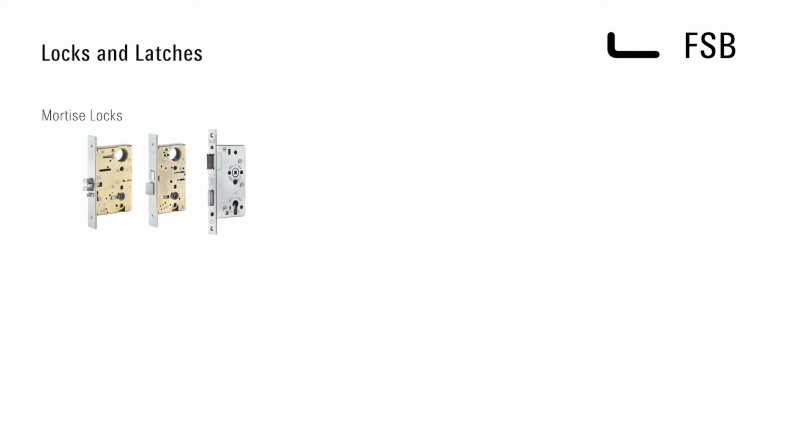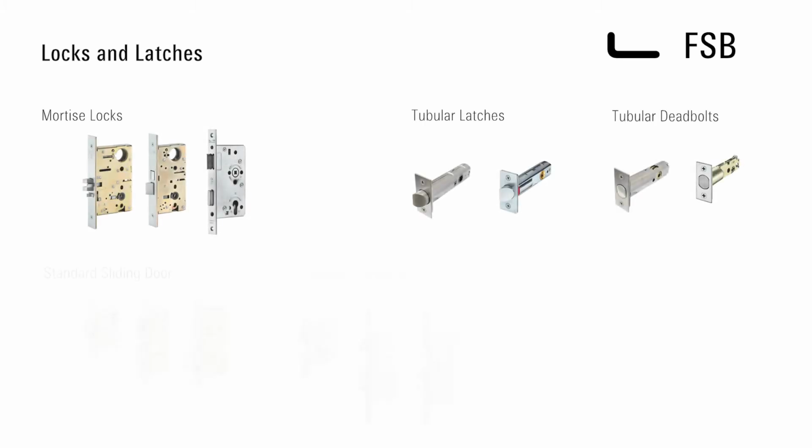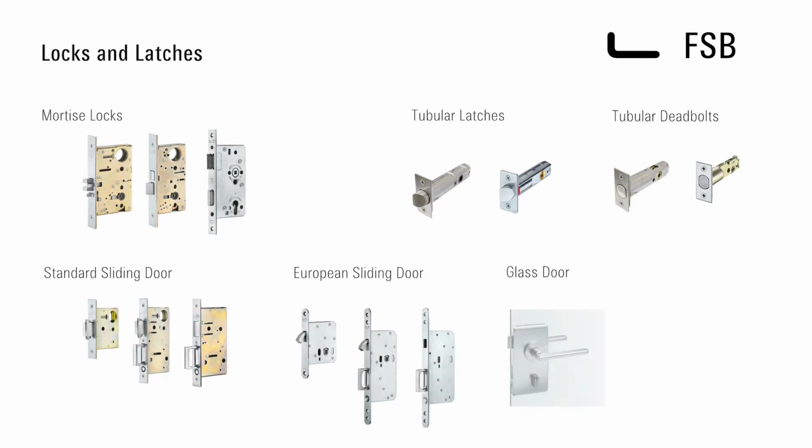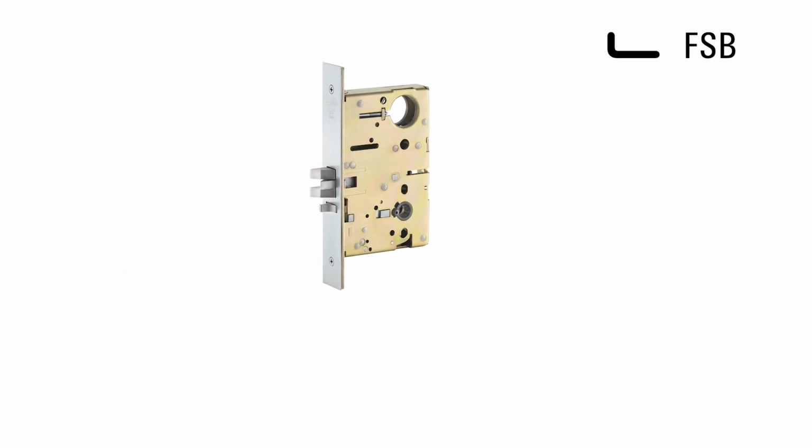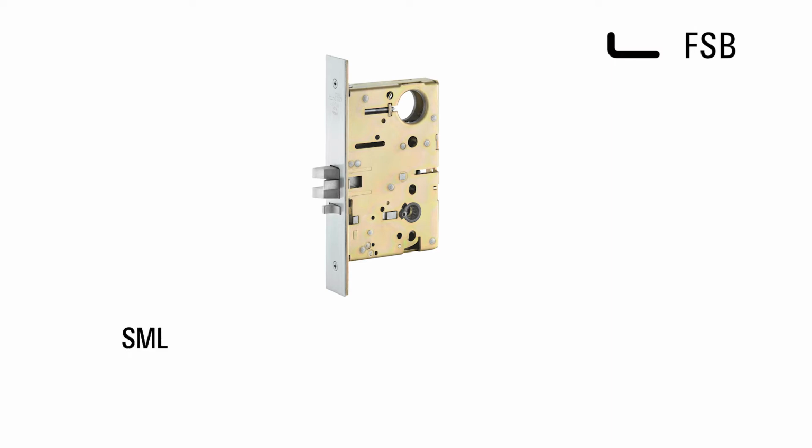Let's build our FSB lock set. Step 1. Choose lock type and latch type. FSB offers a wide range of locks including mortise, tubular latches and deadbolts, sliding door locks, and glass door locks. We also offer trim sets for multi-point and lift and slide locks. We will be building a standard mortise lock. Standard mortise lock code is SML.